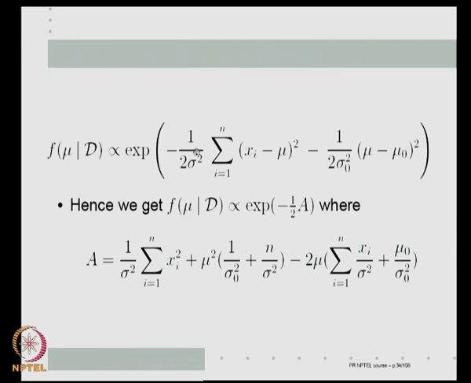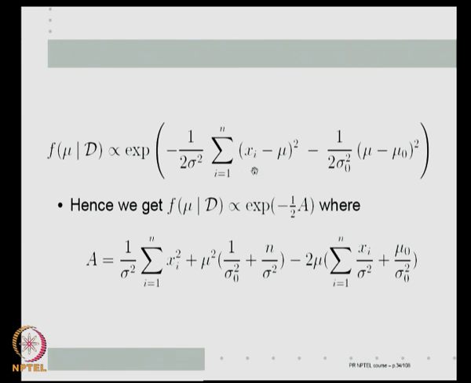1 by sigma square, and when I expand this I get xi square, mu square and 2 xi mu. So, one term is 1 by sigma square xi square, then the mu square term comes out. I get a sum over i equal to 1 to n of a constant 1, that will give me n. So, I will get n by sigma square into mu square, another mu square term will come from here and that will have factor 1 by sigma 0 square. So, I will get mu square into 1 by sigma 0 square plus n by sigma square.